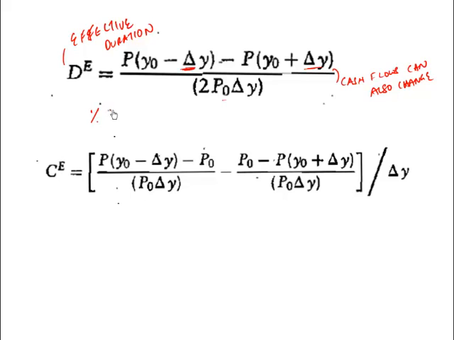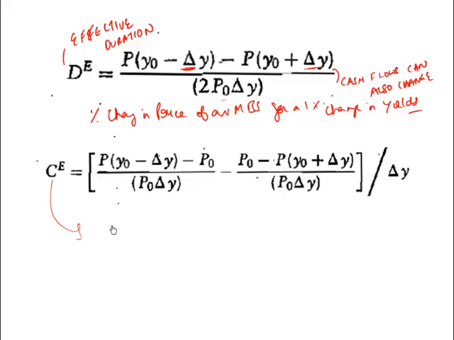Once again, percentage change in the price of a mortgage-backed security for a 1% change in interest rate or yields. Effective convexity similarly is defined as the change in duration for a 1% change in yields. We'll now understand the concept of the option adjusted spread, also known as OAS.